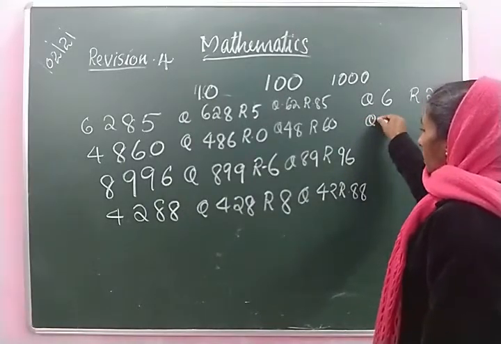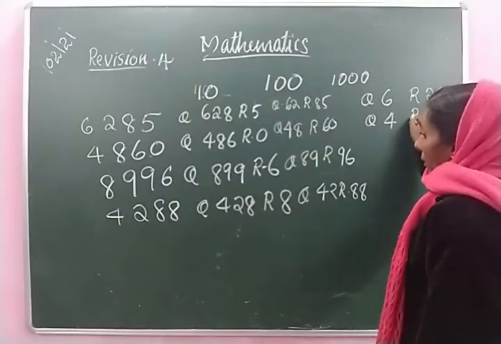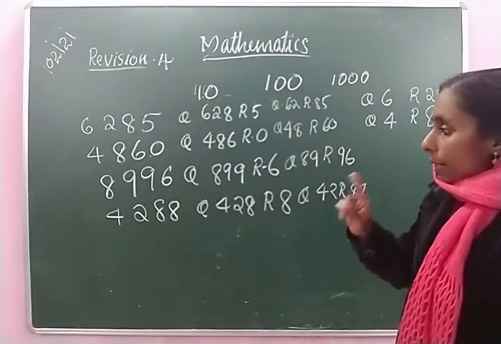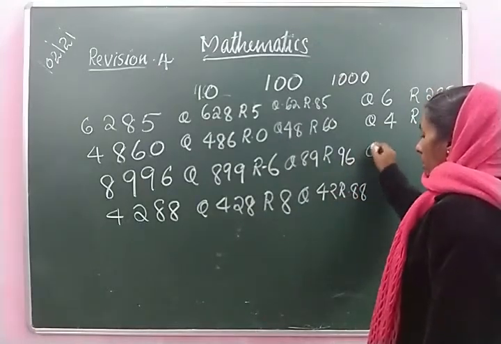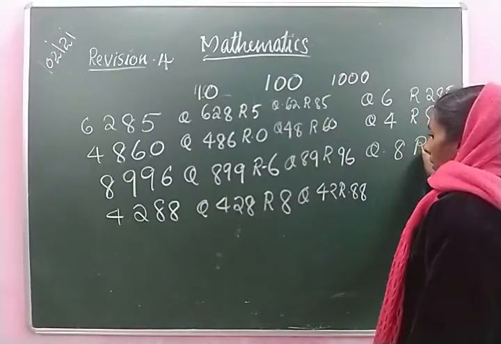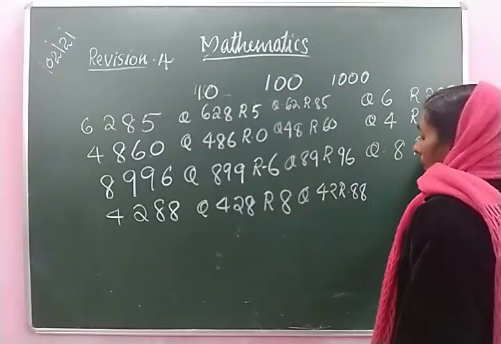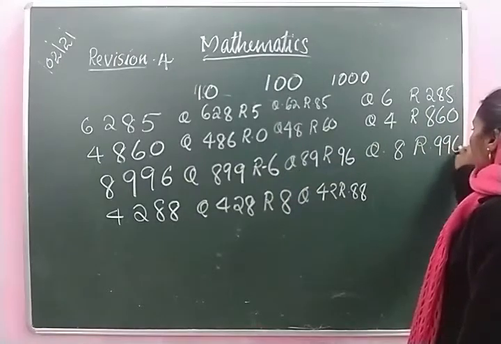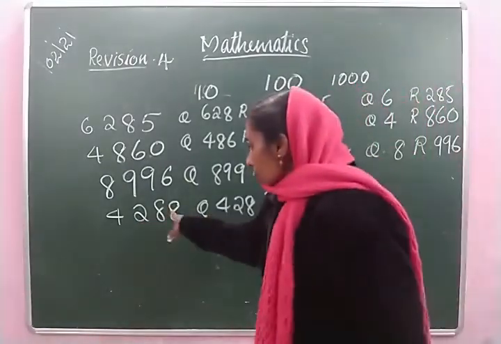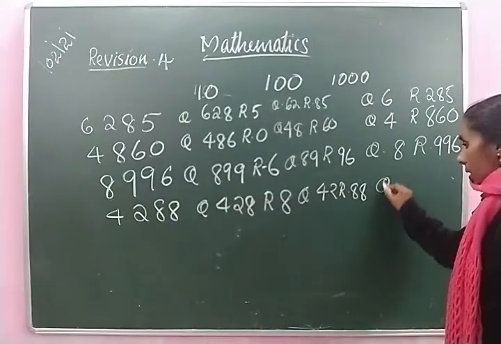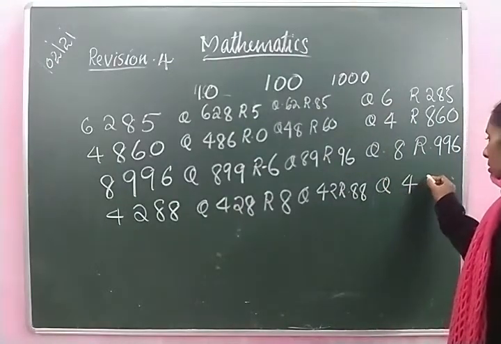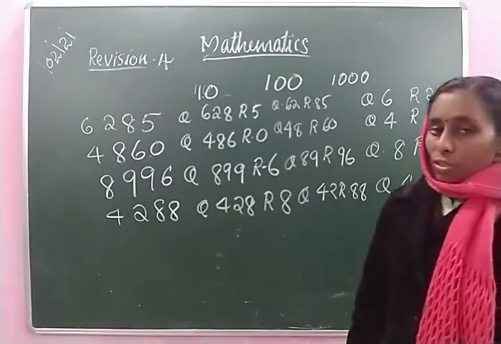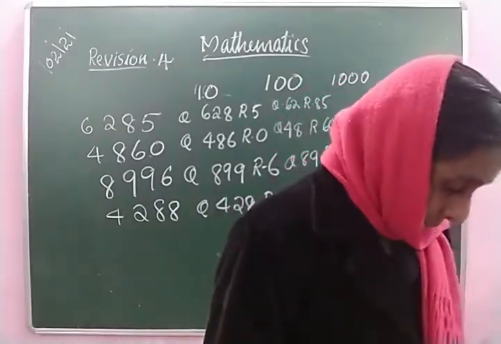4860, quotient is 4, remainder is 860. 8996, quotient is 8, remainder is 996. 4288, quotient is 4, remainder is 288. Okay, this is the way you have to write in your exam also.